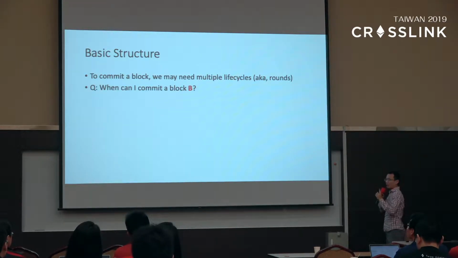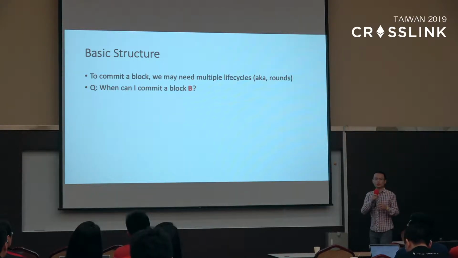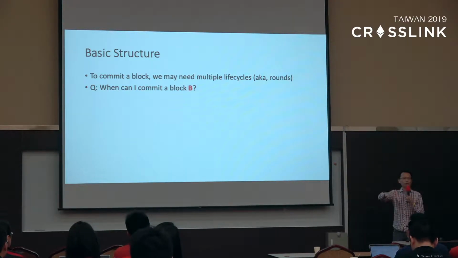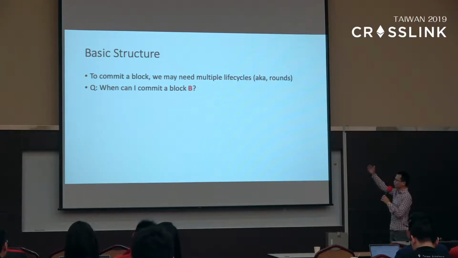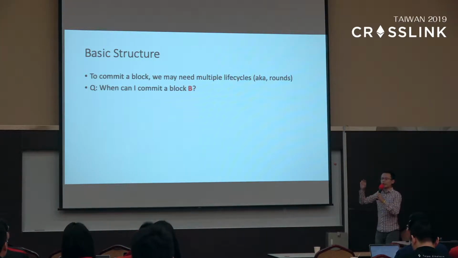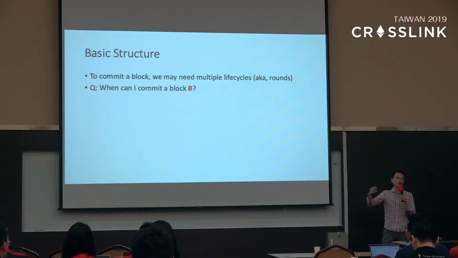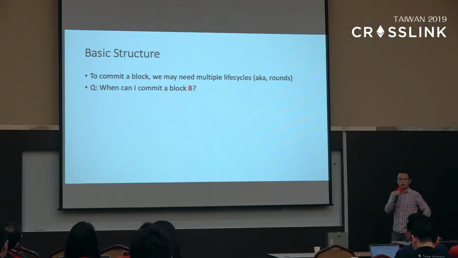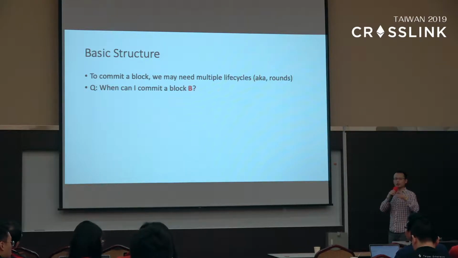Right. So first of all, again, I want to stress that in some cases you need multiple life cycles to commit a block or to reach consensus. Okay, and in the literature we also refer to this life cycle as rounds. Okay, so in other words, we may need multiple rounds to reach consensus. Okay, so to give you more details about our design, first, I'm going to give you more details about peer review.